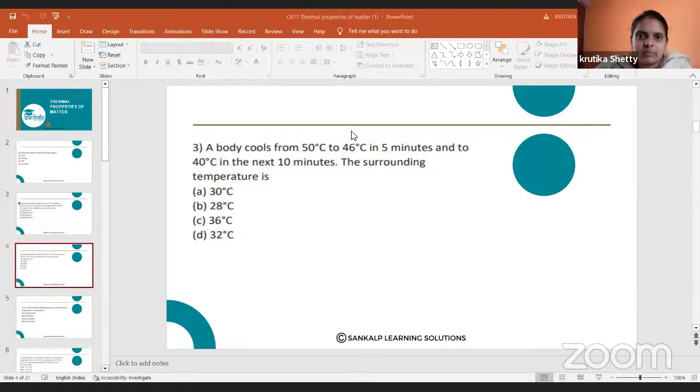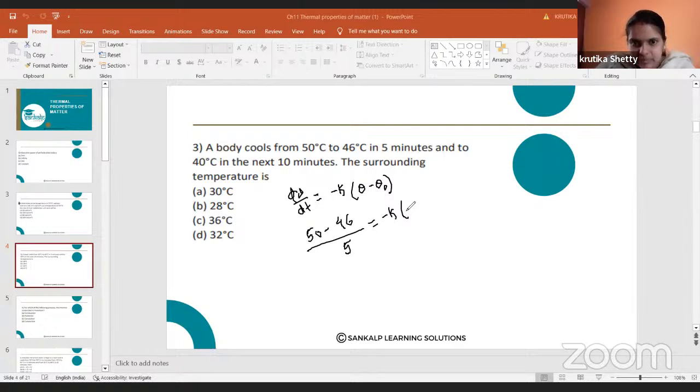Okay. It is d theta by dt equal to minus k into bracket theta minus theta naught. Substitute the value of d theta, the change in temperature: 50 minus 46, divided by the time, which is 5. Therefore minus k into bracket the common temperature, here it is 50 minus t. This is my equation 1.